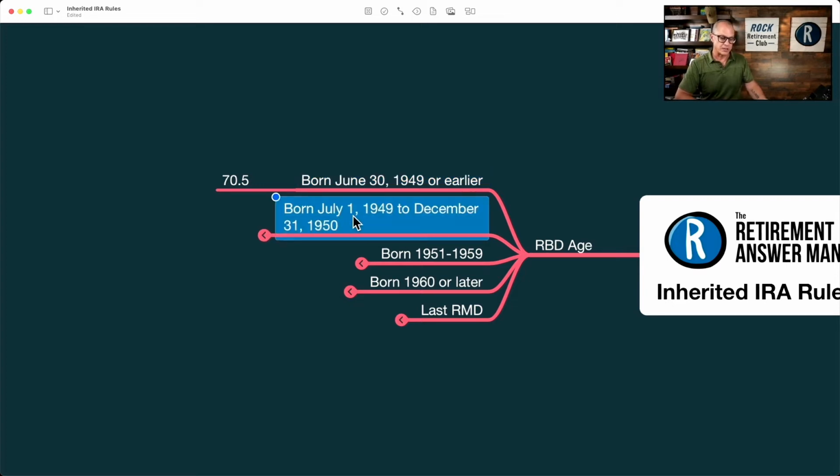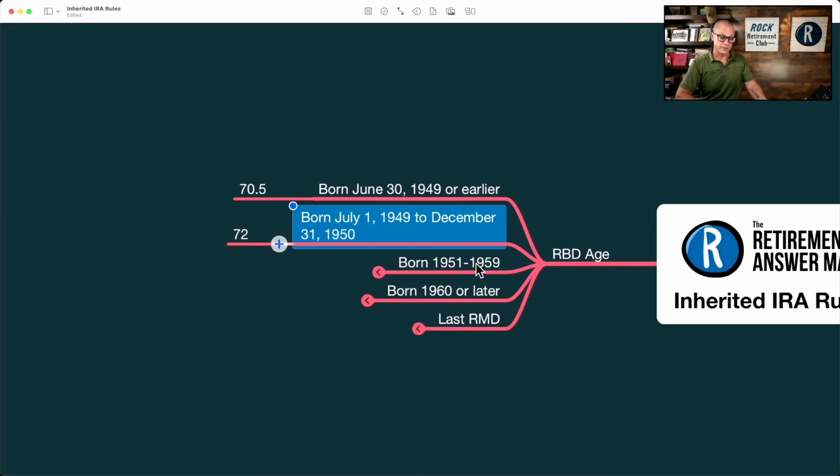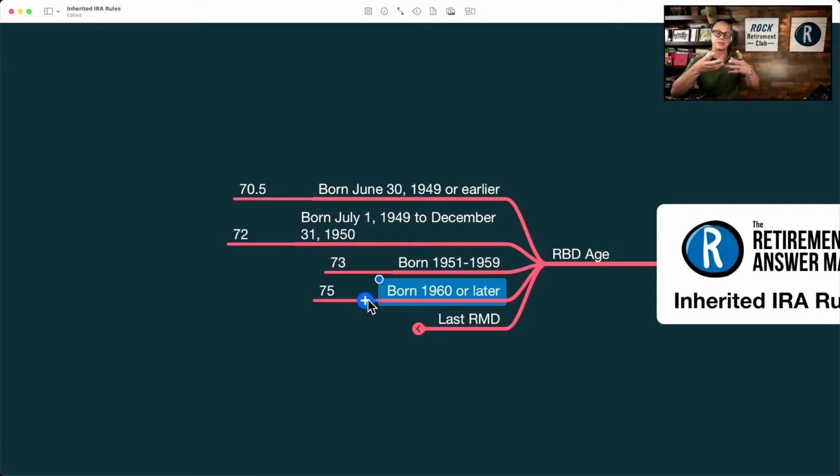For someone that's born July 1st, 1949 through December 31st, 1950, the RBD date, or beginning date for required minimum distributions, is actually 72. And then someone born in the decade, essentially the 50s, 1951 to 1959, their required beginning date for those distributions is age 73. And then if you're born in 1960 or after, it is 75. So depending on the original owner of the IRA and whether or not they're making required minimum distributions will impact the inherited IRA rules. And that's why we're going over this.